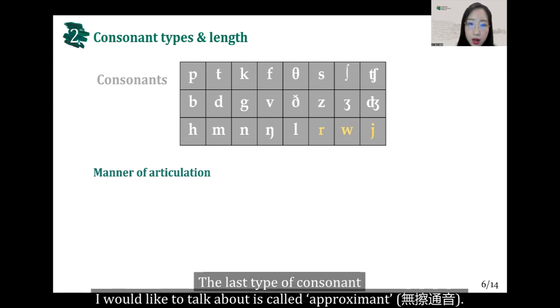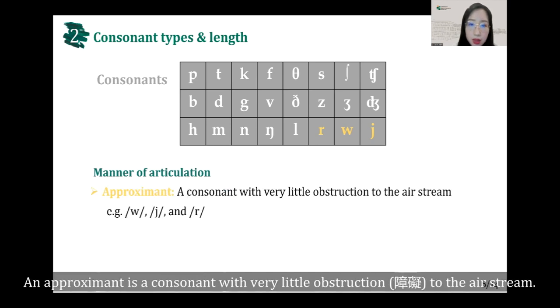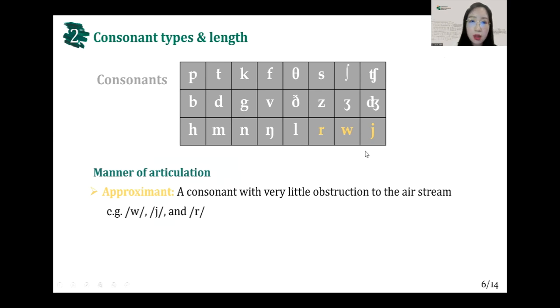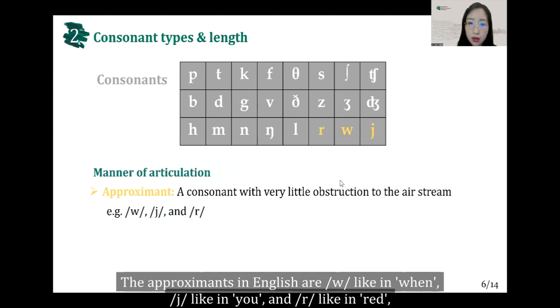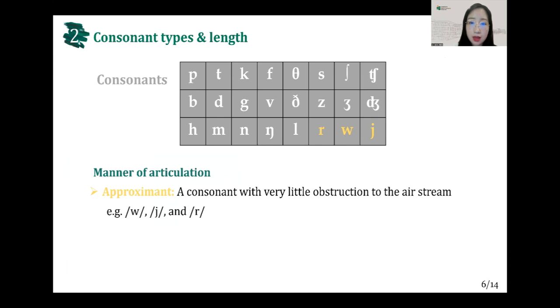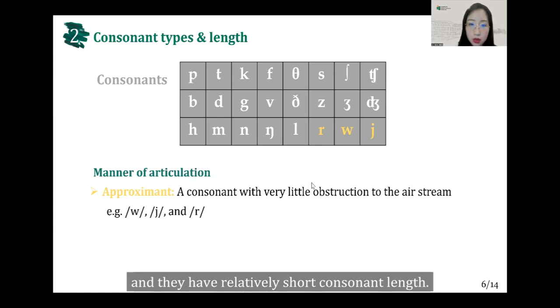The last type of consonant I would like to talk about is called approximant. An approximant is a consonant with very little obstruction to the airstream. The approximants in English are w, like in when, y, like in you, and r, like in red, and they have relatively short consonant length.